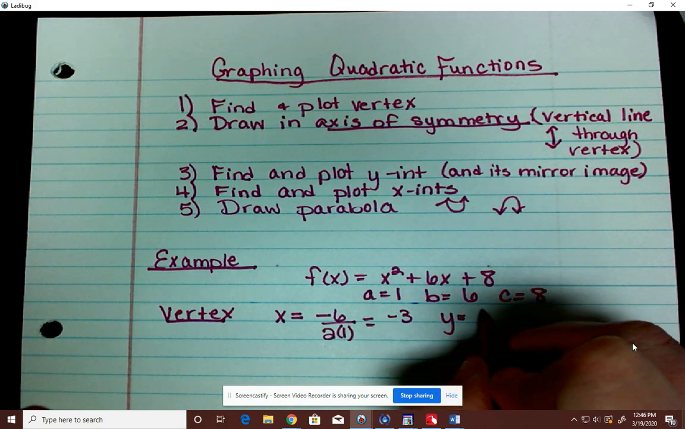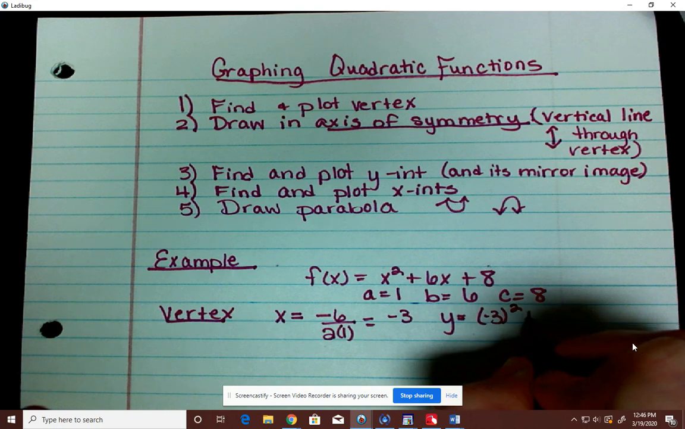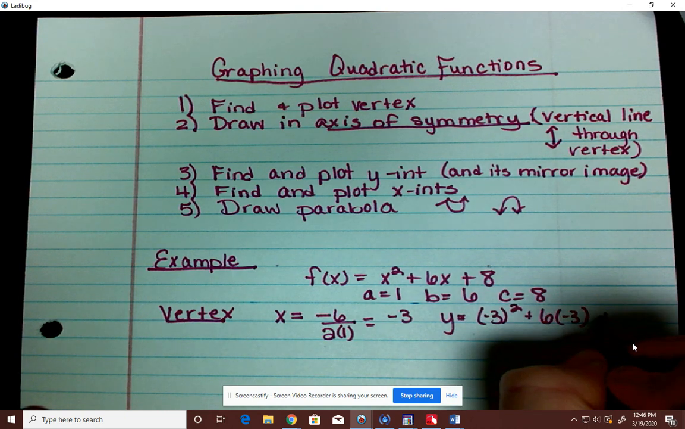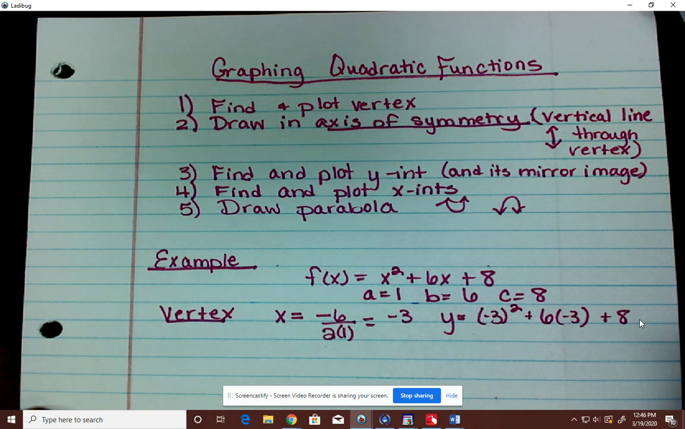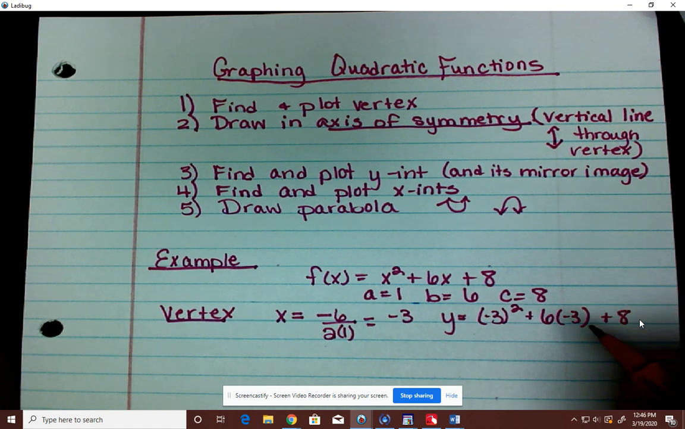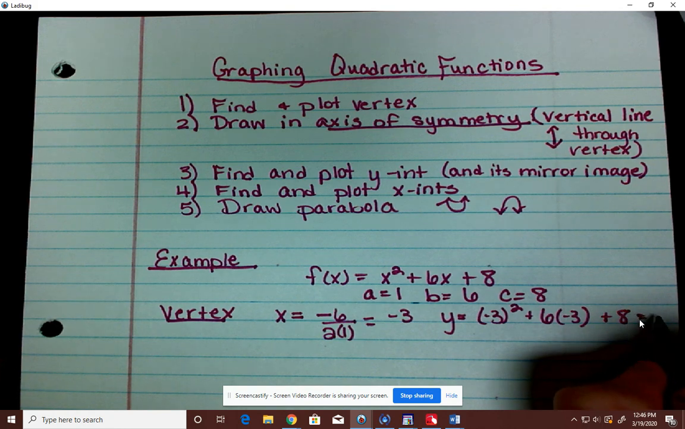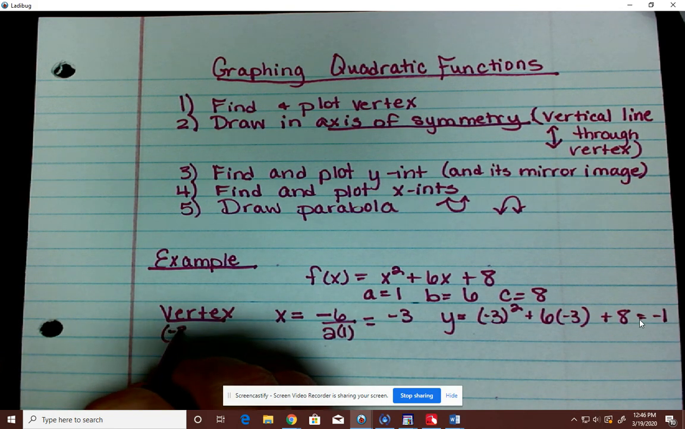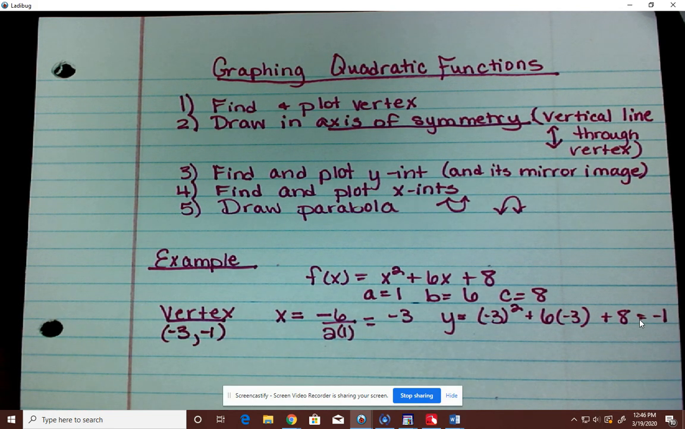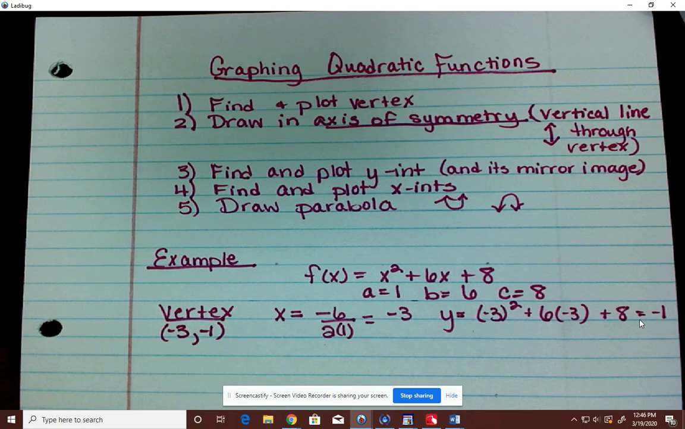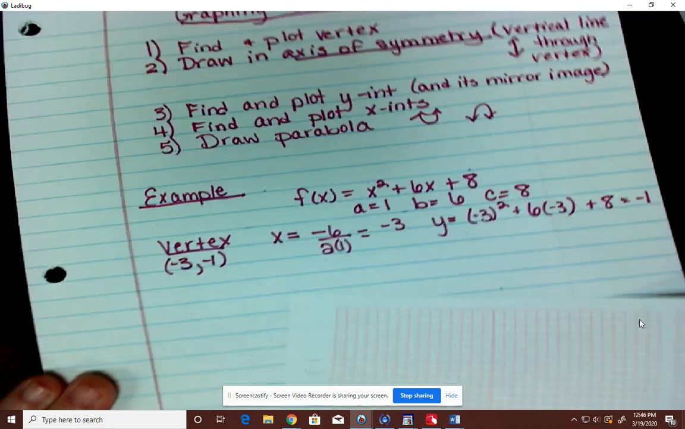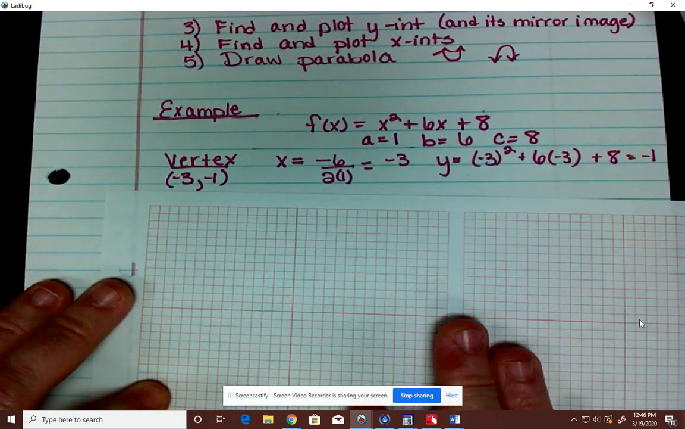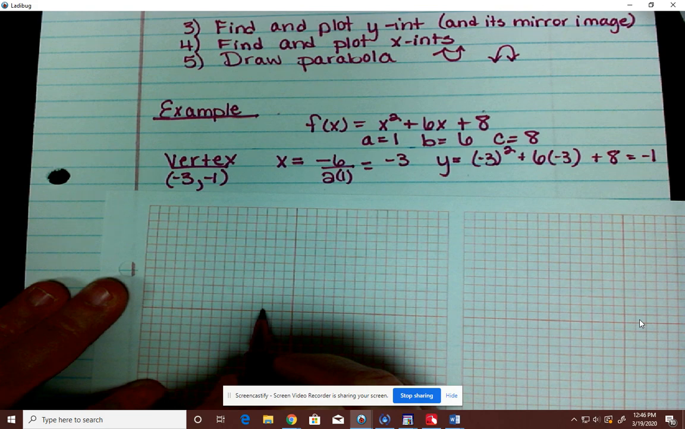Then to find my y value, I plug in -3. Please make sure you're putting it in parentheses. And then I'm going to work that out. And that should give you -1. So your vertex is (-3, -1). So the first thing you're going to do is plot that. So I'm going to grab a sheet of graph paper here. So I go to (-3, -1).